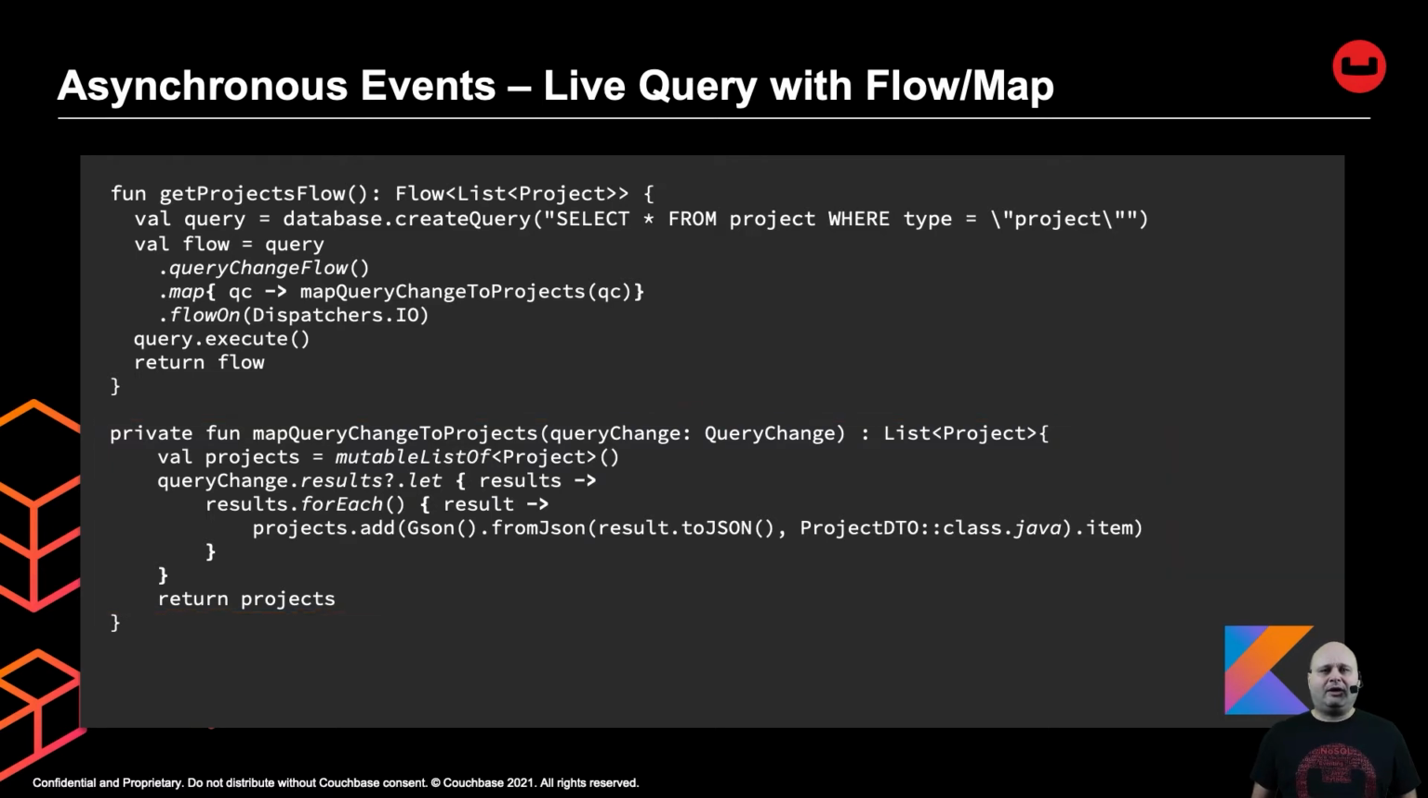The map query change to the project function loops through the query change results and uses the toJSON function on each result to deserialize the result into a project DTO object that then adds the item property of that object to a list that is returned. By using the map function, we can separate our code that serializes information from the database from the code that does our business logic and presents the information to the UI.